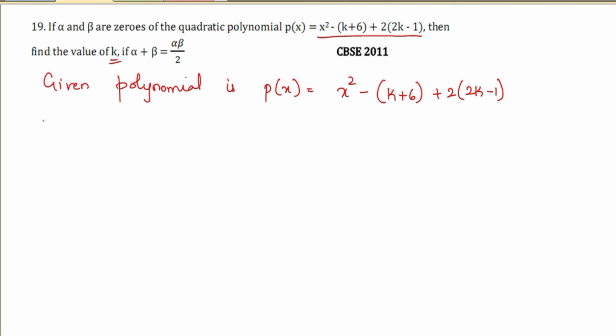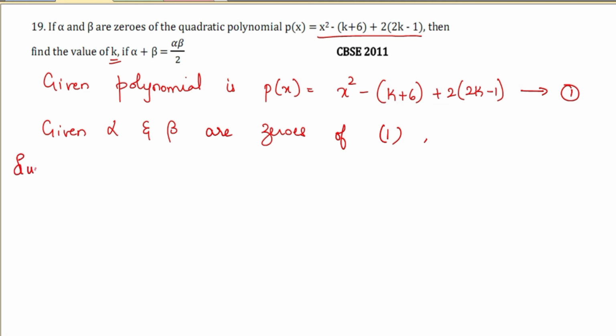So let alpha and beta be the zeros. That is also given only, okay, so we are not assuming it. Given alpha and beta are the zeros of the polynomial. Okay, now let us write the sum. What is the sum? Alpha plus beta, which is minus b by a.